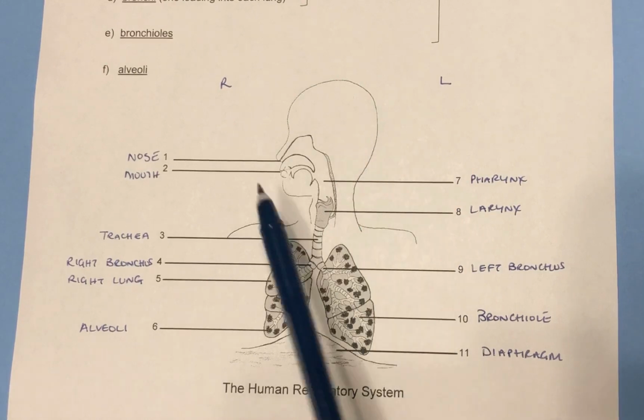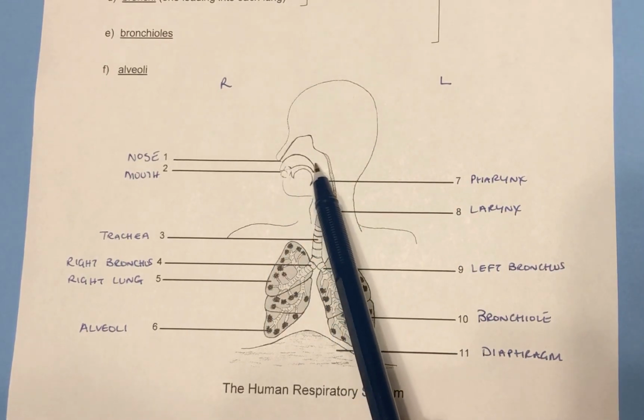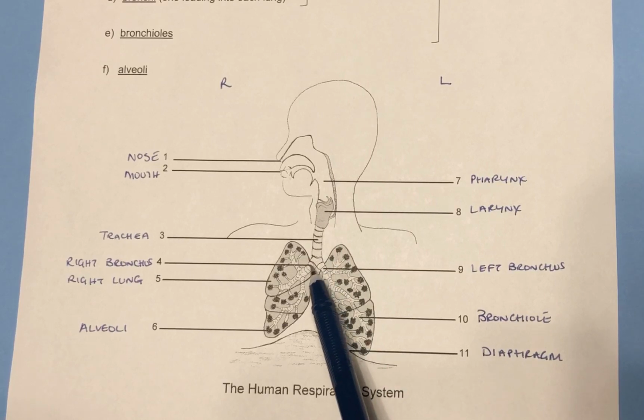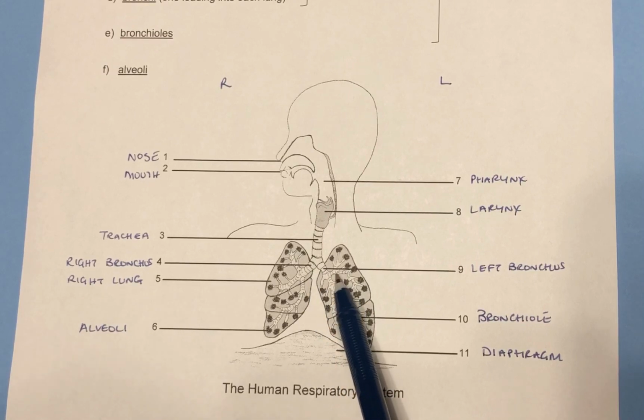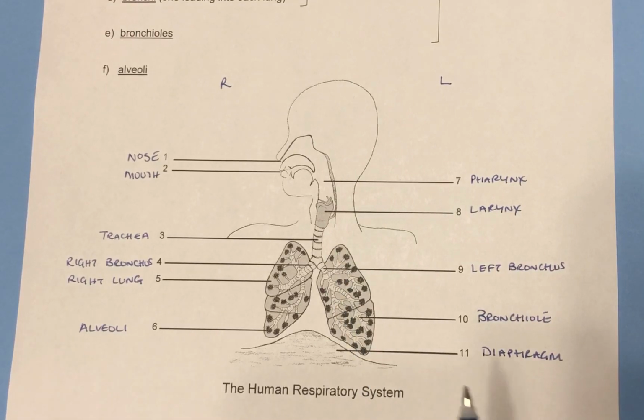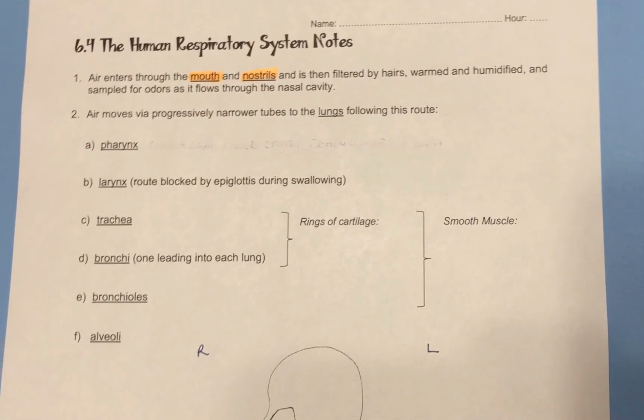Okay, so the air comes in through the nose or the mouth, goes through the pharynx, larynx, down the trachea, and then it branches to either the right or the left bronchus. Whichever bronchus it goes through, it then goes through these little bronchioles till eventually it ends up at the alveoli. Okay, so what do all these parts do? Let's take a look. So I'm going to move it back down.